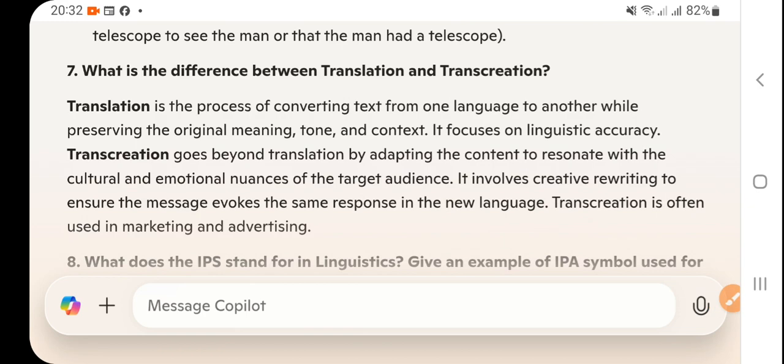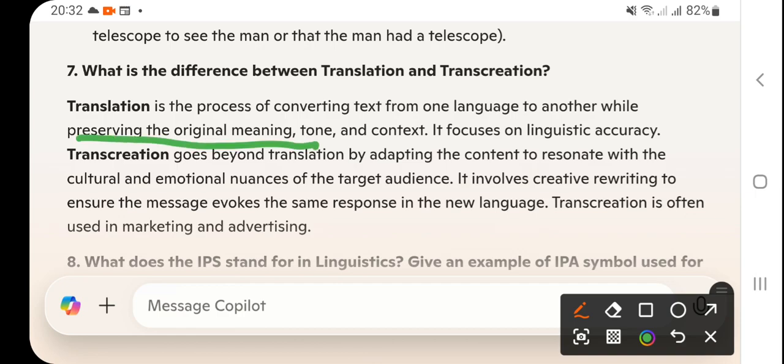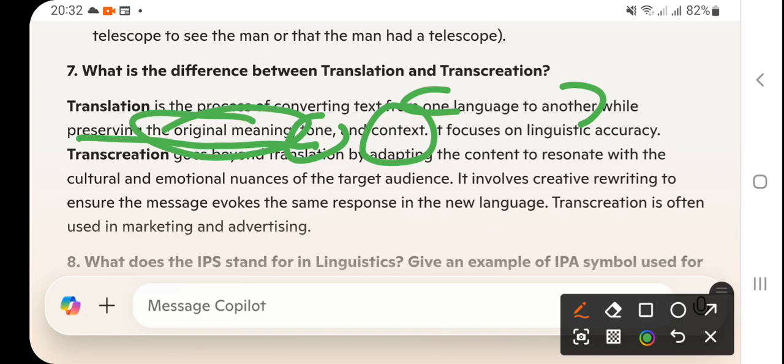Now next question is, what is the difference between translation and transcreation? Translation is the process of converting text from one language to another while preserving the original meaning. Please take care, while preserving the original meaning, tone and context. It focuses on linguistic accuracy.